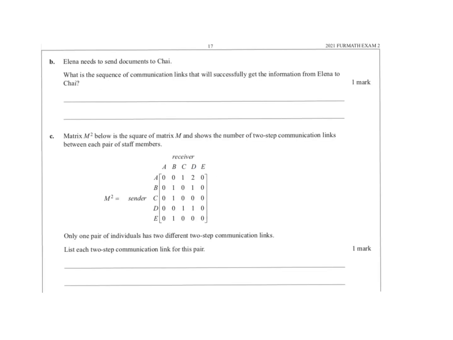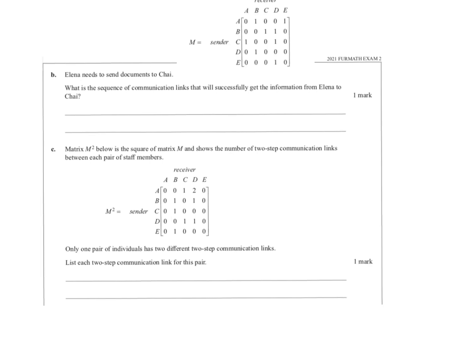Alright, next part. So Eleanor needs to send documents to Chai. What is the sequence of communication links that will successfully get the information from Eleanor to Chai? Alright, boys. So Ella needs to get documents to Chai, and you need to go through the sequence. How is that going to work? So obviously we need to start at Eleanor. Now Eleanor can only go to D. So that's the first thing you're going to do. So Eleanor to D.